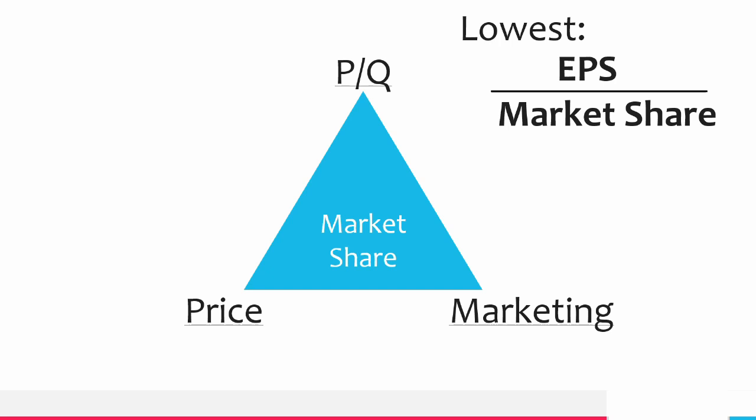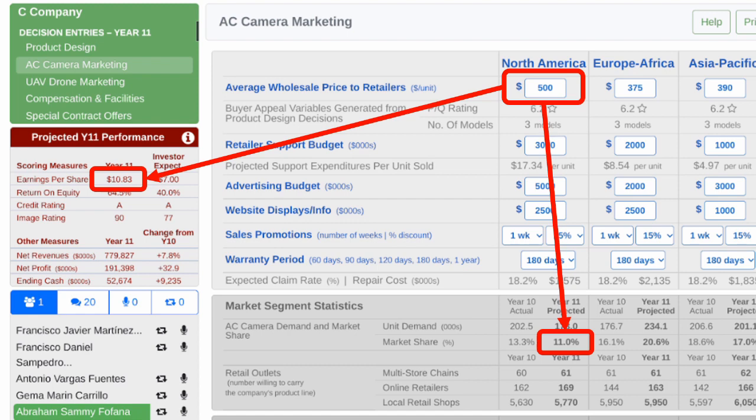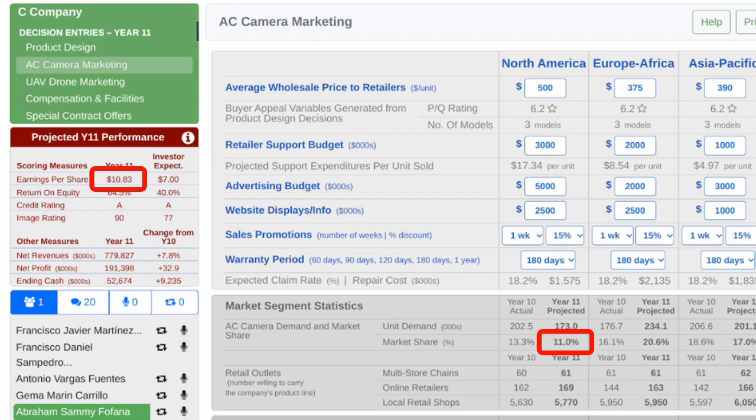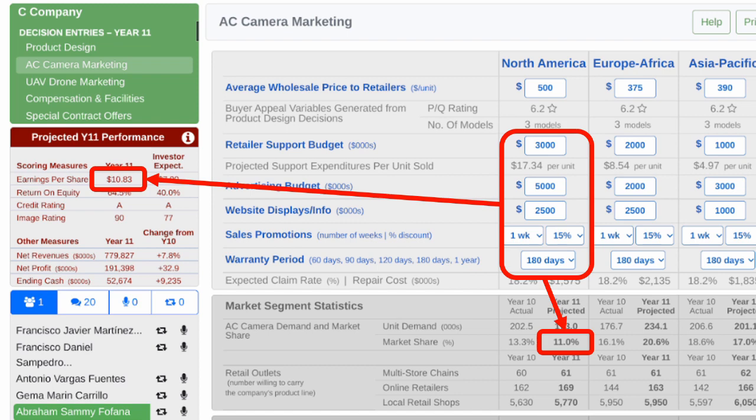Pick whatever is the lowest cost per unit increase in market share. For example, you might test first when you lower your price to get more market share. Does your EPS go down more than if you increase your marketing to get the same move in market share? Do whatever combination of price, marketing, and PQ increases.